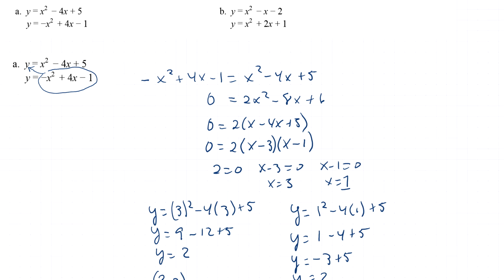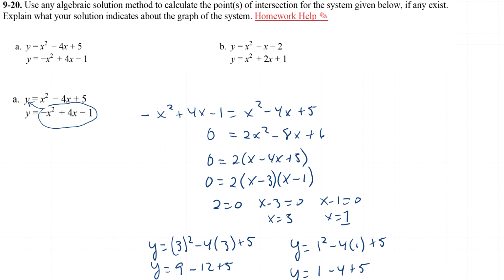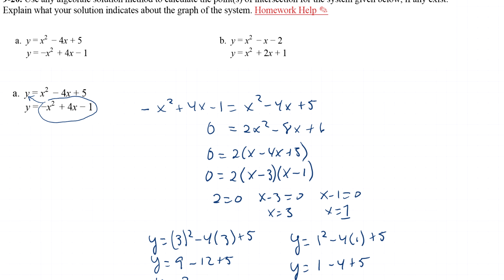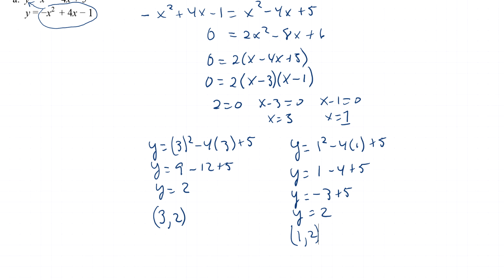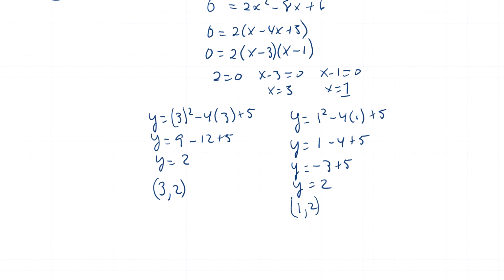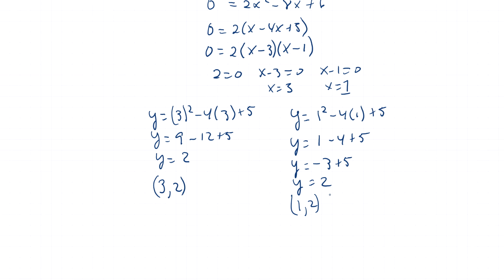And so they wanted us to find the points of intersection, if any exist, and explain what your solution indicates. So basically our two quadratic equations are intersecting in two places, so these are our 2 points of intersection.